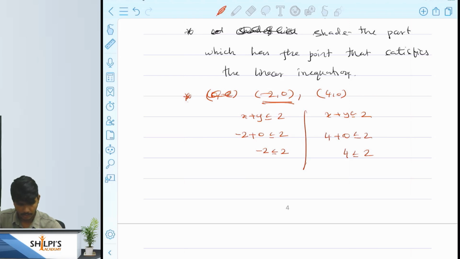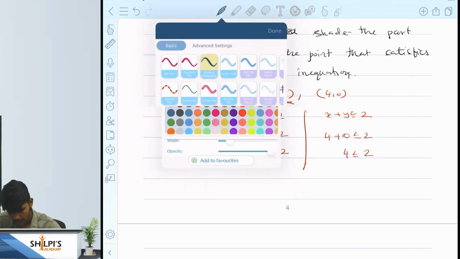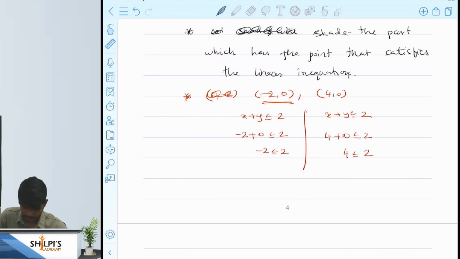Right? Which one is correct? Which one is actually satisfying the condition? This or this? We know that minus 2 is less than 2. This can't be equal to 2, but it is less than 2.